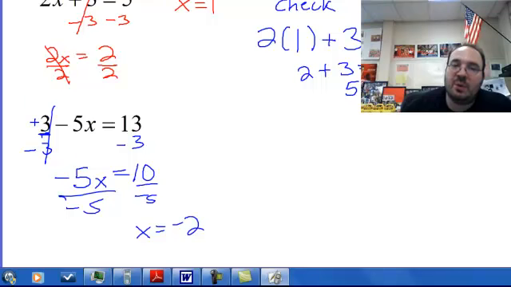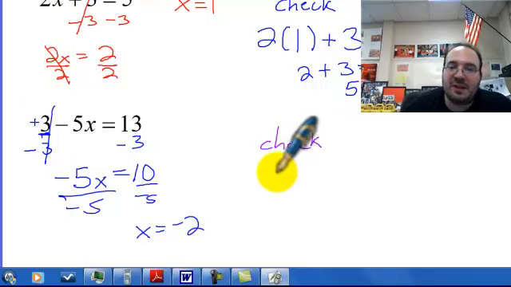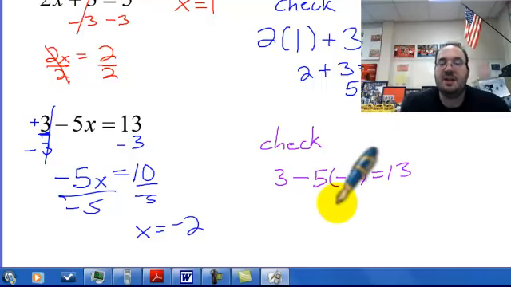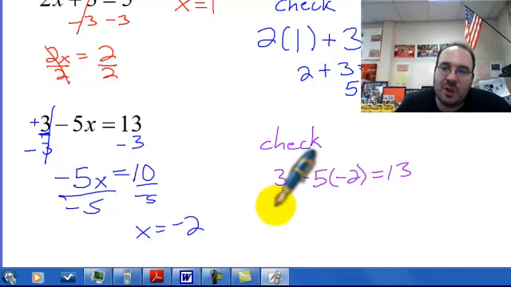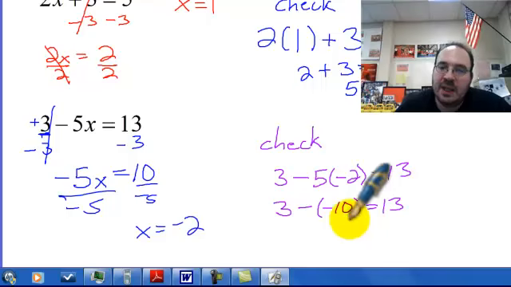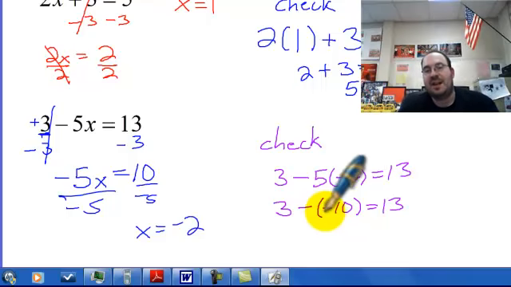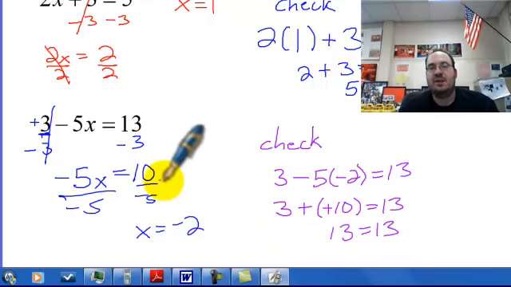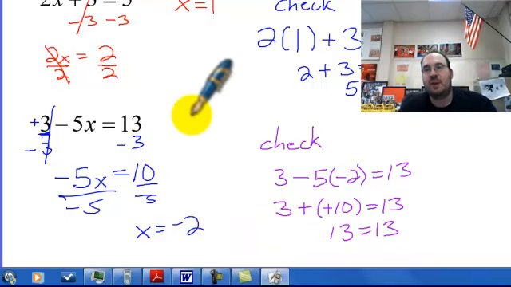And then, of course, the one thing we always want to do is check our work. That's almost as much fun as doing the problem in the first place. So I have 3 minus 5 times negative 2 equals 13. I just pulled out the x, and where I had that space there, I put in a negative 2. So I get 3 minus, and then 5 times negative 2 is negative 10 equals 13. And then you guys know when you have two subtraction signs like that, you add the opposite. So I have 3 plus 10, and that gives me 13 equals 13. So that means my original answer of negative 2 was correct.